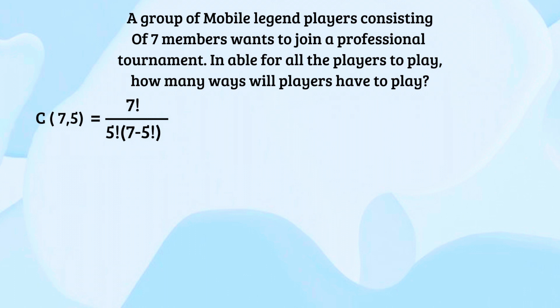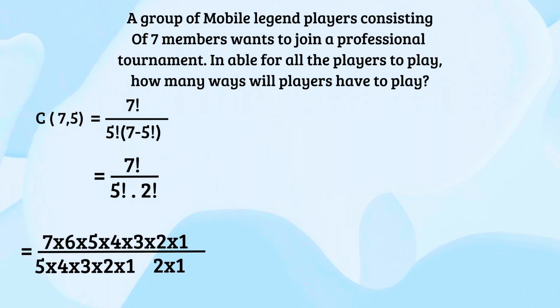The next thing to do is to subtract first what's inside the parentheses. So, 7 minus 5 is equal to 2. So, it will become 7 factorial over 5 factorial multiplied by 2 factorial. After subtracting, we need to expand the equation to better understand. So, it will become 7 times 6 times 5 times 4 times 3 times 2 times 1 over 5 times 4 times 3 times 2 times 1 and 2 times 1.